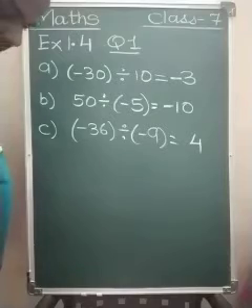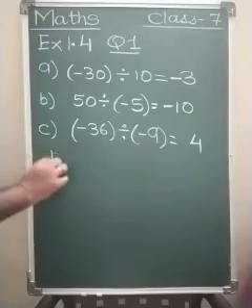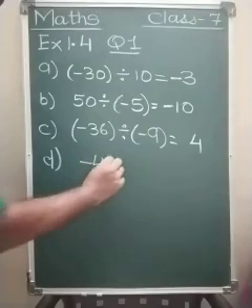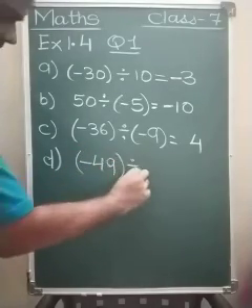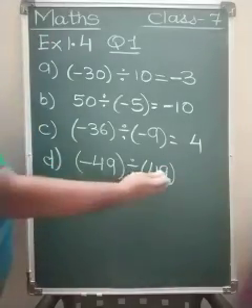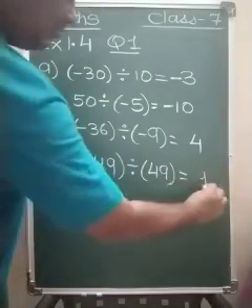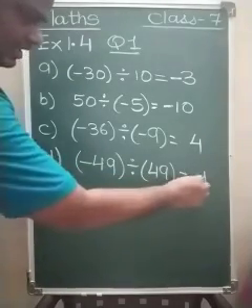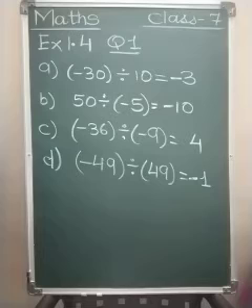Okay. Then the D sum. Let us solve the D sum also. Minus 49 divided by 49. Again, 49 divided by 49, the answer will be 1. One is minus, one is plus, so our answer will get a negative sign. So the answer is minus 1.